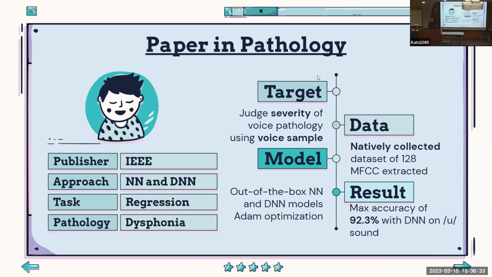And this could inform them whether or not there was a growth there maybe, whether or not there was something wrong with one of their nerves in terms of controlling their voice. So the data that they use is a natively collected data set of 128 MFCC extracted, more scary words. But the most important thing to notice here is that it's natively collected.